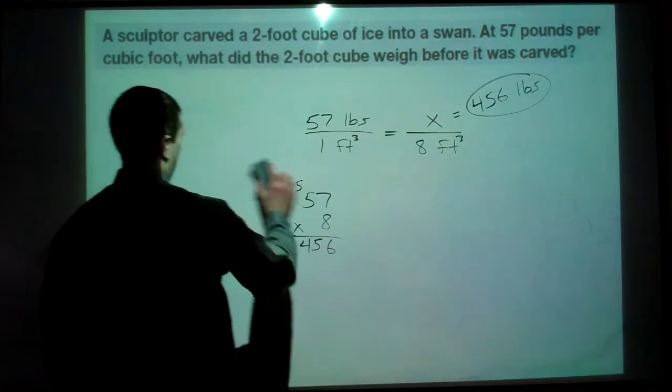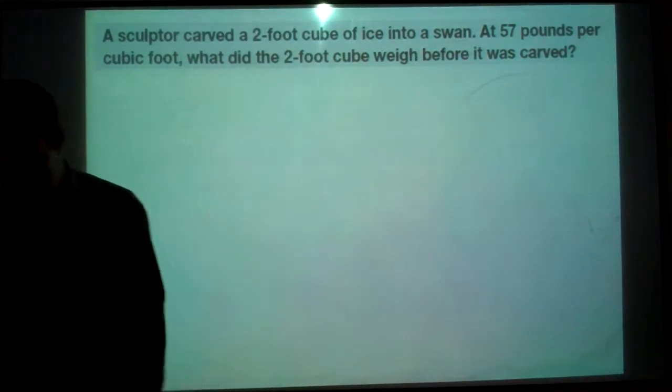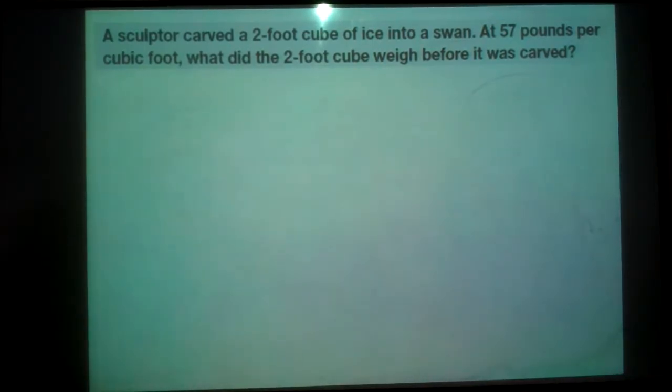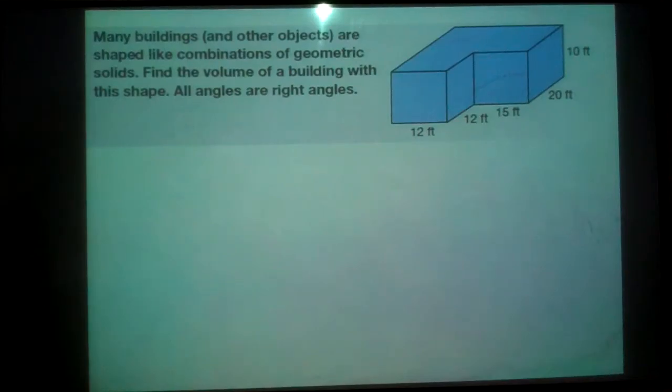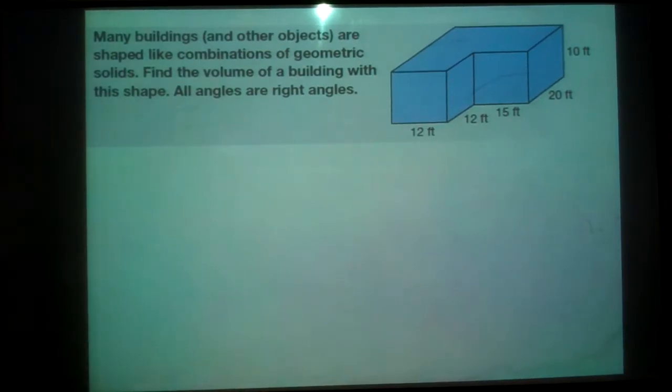And we've got one more to take a look at. See how much time I've got left. We're doing fine. Okay, this is probably the most challenging problem that we'll run into today because we have a prism, but it's kind of an irregular one.